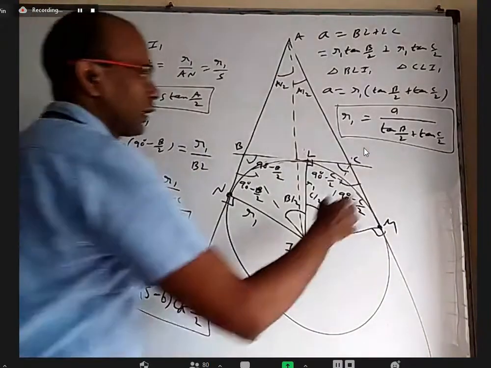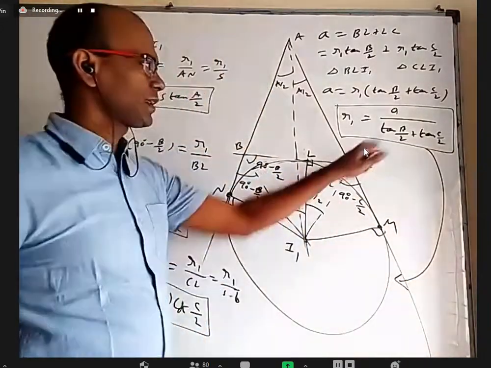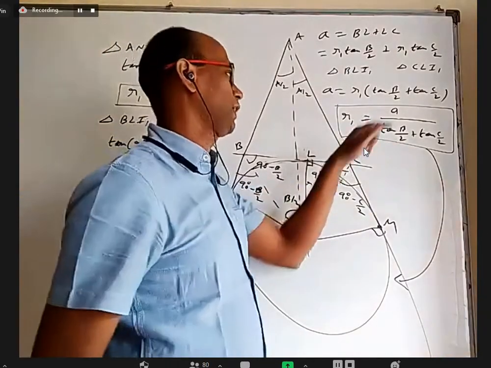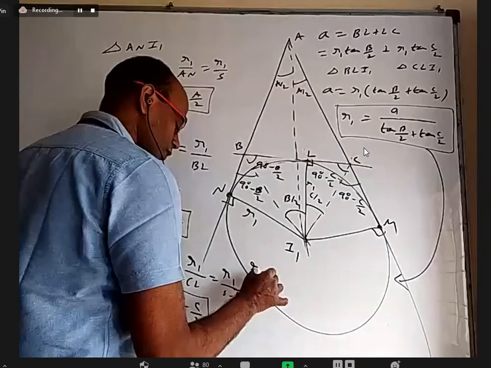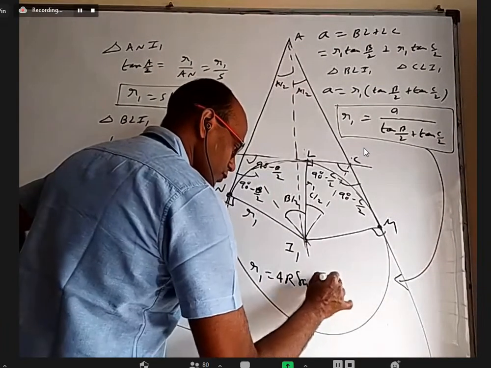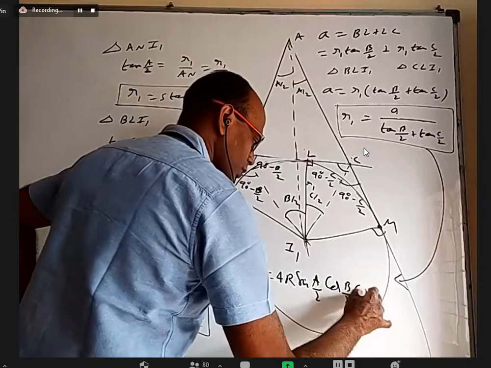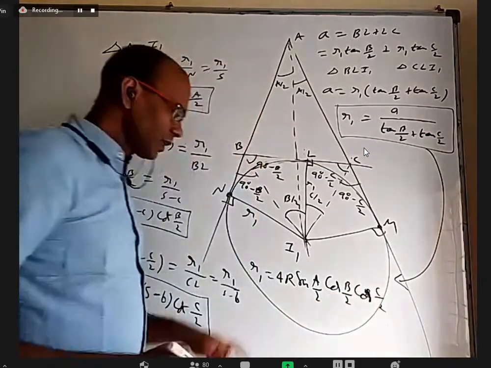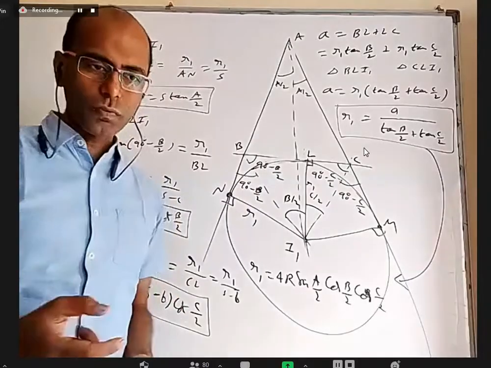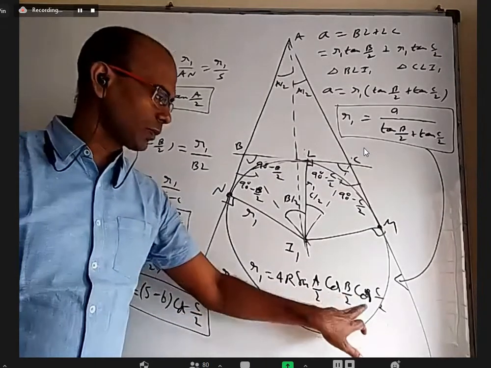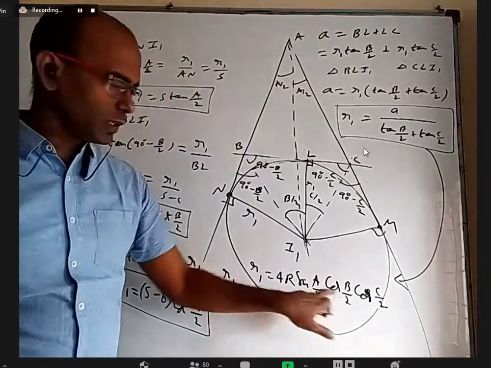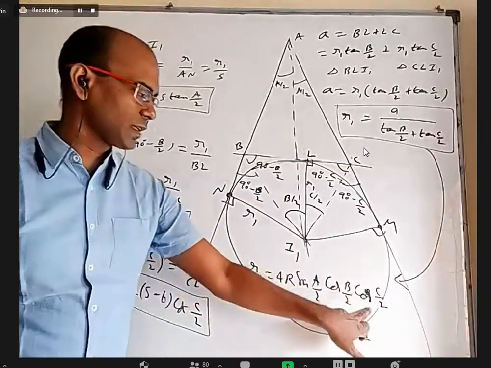And this one, when I simplify, write this as sin by cos, and write sin A as 2 sin A by 2 cos A by 2 and simplify. I am going to get R1 equal to 4 capital R sin A by 2 cos B by 2 cos C by 2. Earlier for small r, we got 4 capital R all sin A by 2, sin B by 2, sin C by 2. For R1, angle A by 2 will come sin, other 2 will come cos. Similarly, R2 will be sin B by 2 will come, other 2 cos. And R3, sin C by 2 will come, other 2 will come cos.